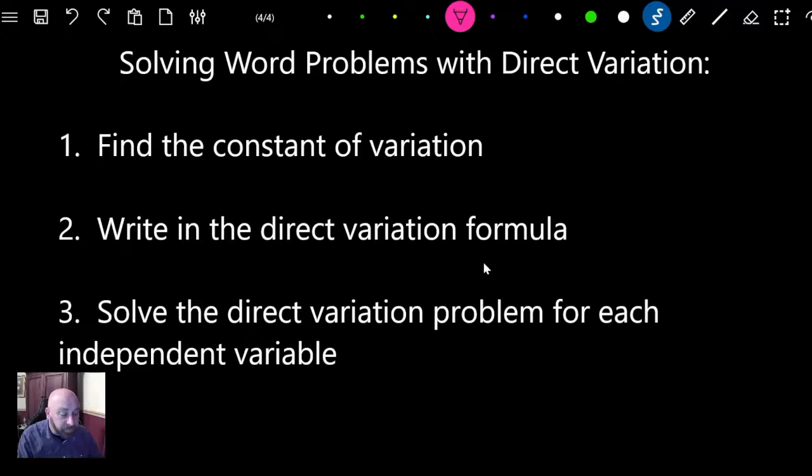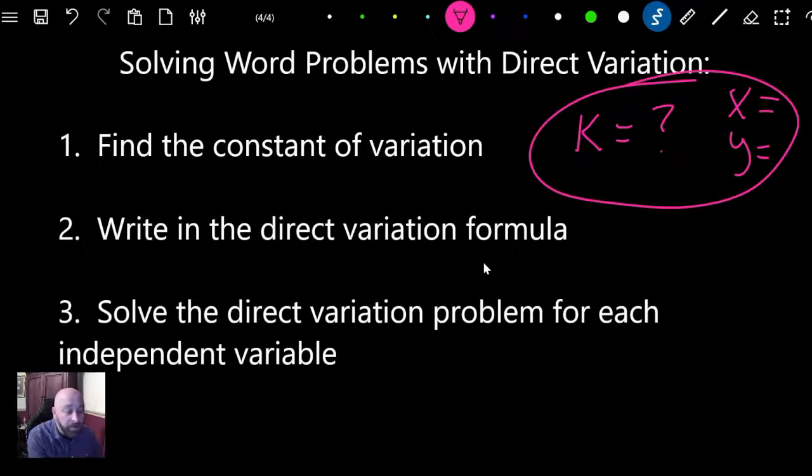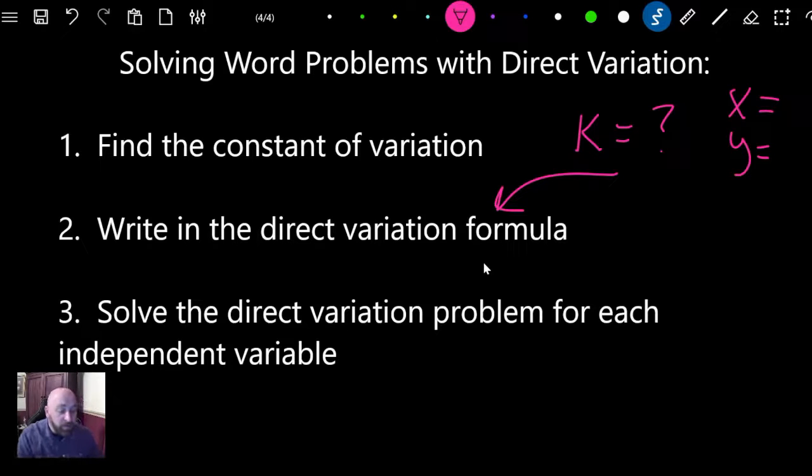What are we going to do? Number one, we want to find the constant of variation, or in other words, we want to find our k. K equals what? Let's solve for k. Actually, let's find x and let's find y as well, because once we know all three of these, then we can do number 2, write the direct variation formula, and then we're going to plug into it.